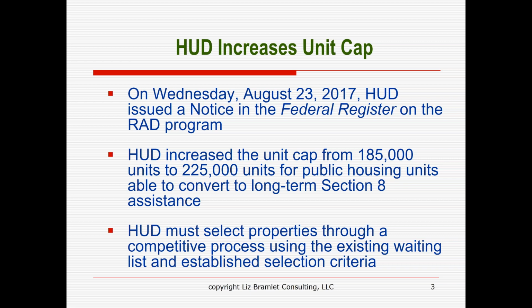And it said in the notice that HUD has to select properties through the competitive process that they've been using. They have to use their existing waiting list to select properties and the already established selection criteria. So everything that you already knew, or what we're going to be talking about when it comes to how to get your property to be a priority to be selected for participation in RAD, that continues on. It's just 40,000 more units are going to be able to convert from public housing to long-term Section 8. And as Denise told us, hopefully in the near future, there will be no cap at all.